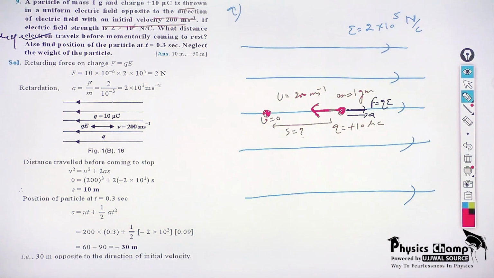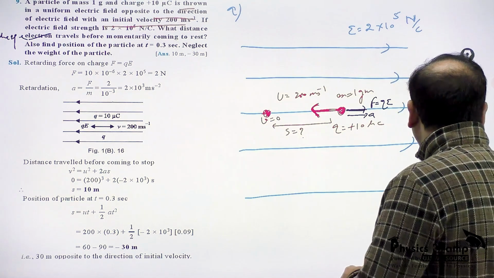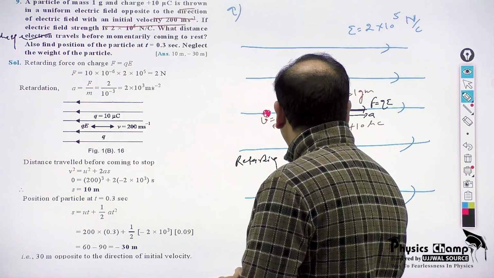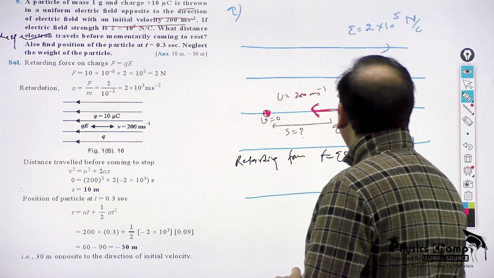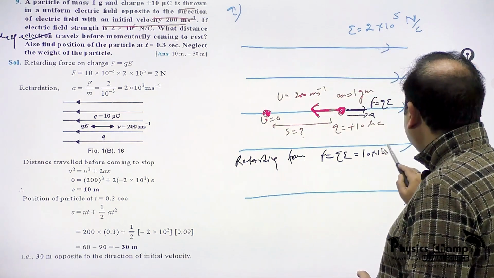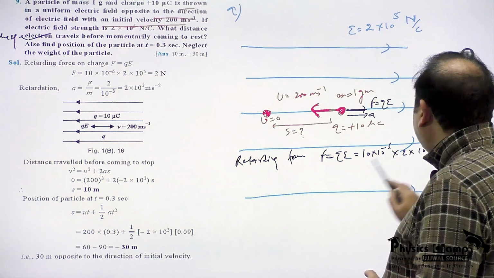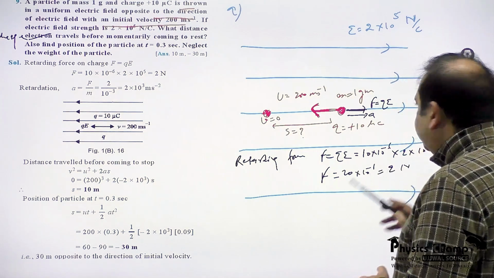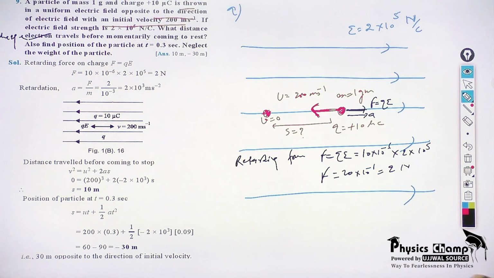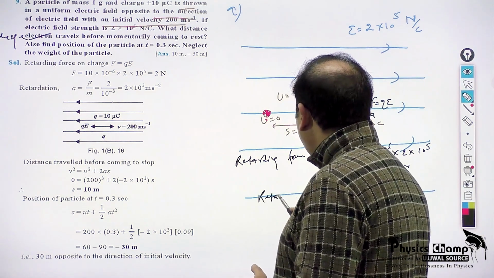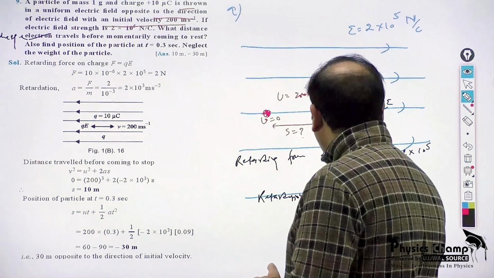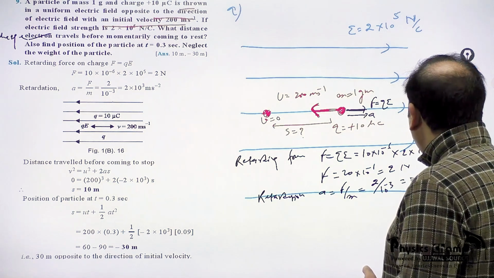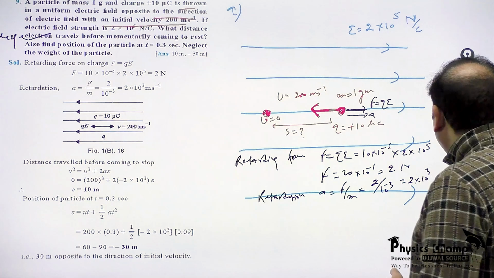So, let us first find the retarding force. The retarding force will be F is equal to QE. The charge is 10 into 10 to the power minus 6 and electric field is 2 into 10 to the power 5. So the retarding force is 20 into 10 to the power minus 1, or 2 Newton. What will be the retardation? Acceleration is F by m. So it is going to be 2, and mass is 10 to the power minus 3 kg. So 2 into 10 to the power 3 meter per second square. This is the retardation.